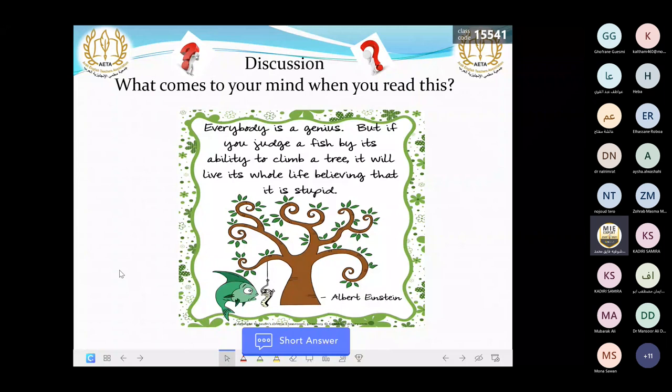What is your opinion? Really, I want you to make interaction between me and you, and I prepared to make interaction using Whiteboard.fi and ClassPoint, but for not making you late, I will just let you write in the chat box, or please unmute yourself and discuss this saying. What is your opinion?